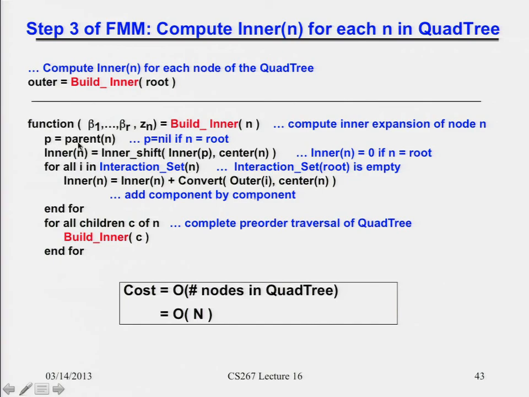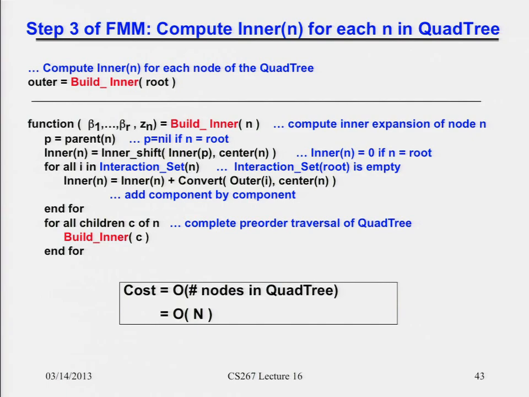So what I do is I ask, who's my parent? Then I take the inner expansion of my parent and convert that to my inner expansion. That gets all the red guys. And then I do all of my interaction set for everybody who's colored blue. I take their outer expansion, convert it to an inner expansion, add it to mine. Okay? So there's a constant amount of work per vertex, even though there are a lot of vertices, and so it's order n, the number of nodes in the quad tree.